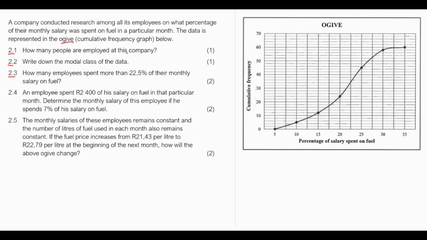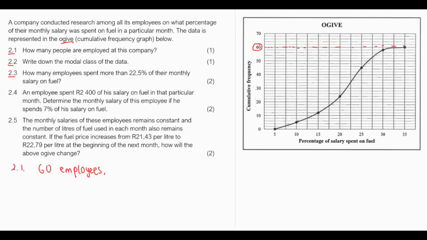Right, how do you get this? The last value of your cumulative frequency in an Ogive is the total number of your data set. So in this case, the last value of the cumulative frequency is what? It is 60. So it means there are 60 employees.